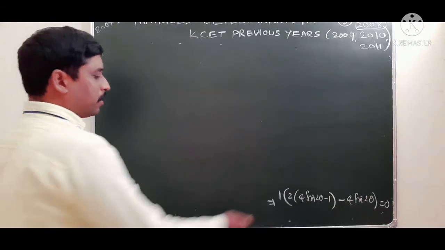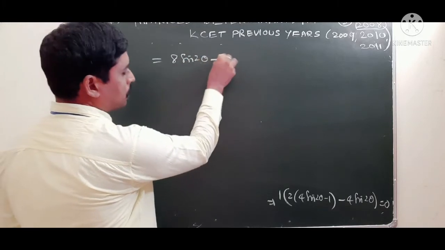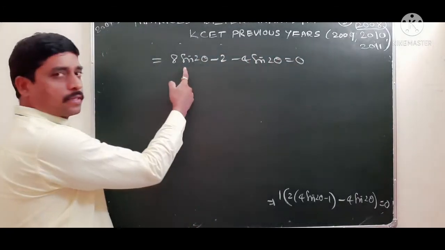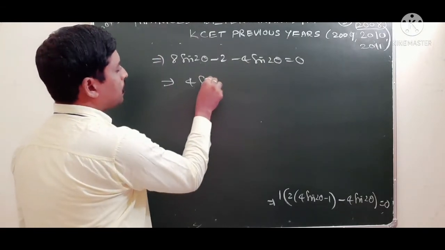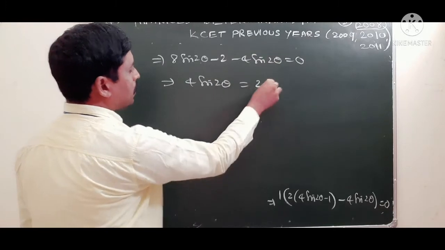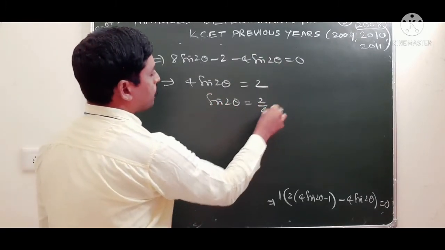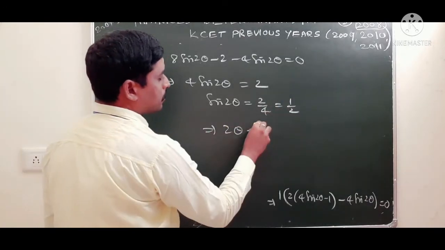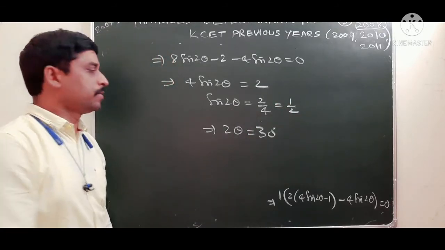Okay. After this multiplication, 8 sin 2 theta minus 2 minus 4 sin 2 theta equal to 0. 8 sin 2 theta minus 4 sin 2 theta will be 4 sin 2 theta. Minus 2 brought to the right side equals 2. Therefore sin 2 theta equals 2 by 4, which will be 1 by 2. Therefore 2 theta equals 30 degrees.